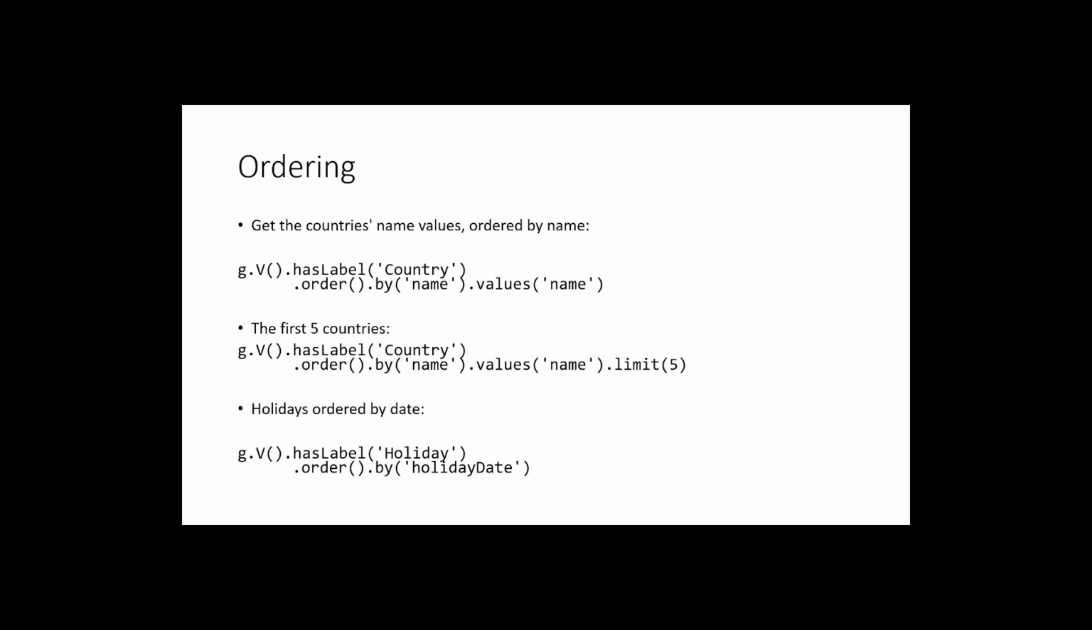It is order().by(field). Say I wanted to order it by name. Do order().by(name). And then finally I'm using .values(name) to select just the values of name. I don't need the whole objects.